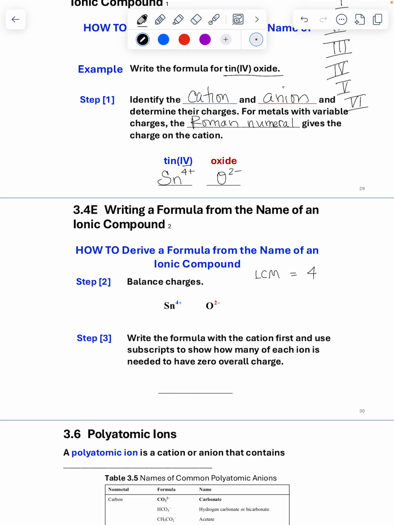And so that leads us to just writing the Sn with no subscript because we just need one of those. Now for the oxygen, its charge is 2 minus, and so what do I have to multiply by 2 to get to 4? And that answer is 2. So I know I'm going to need 2 oxygen. So SnO2 would be the correct formula. And I derive that from the name itself.